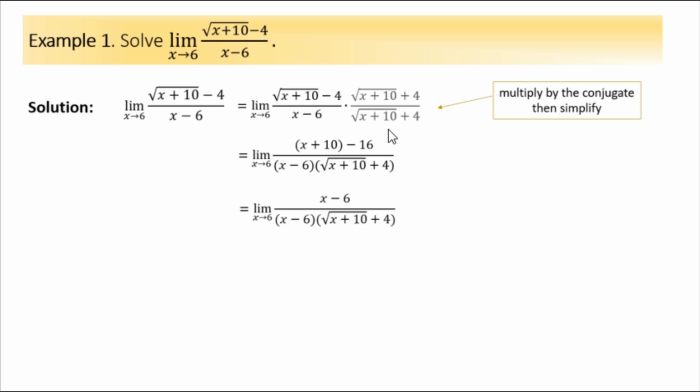So here's the product. When simplified, it exposes the common factors, the x minus 6 factors in the numerator and in the denominator. All right. So the simplified form of this numerator reveals the common factors. So what happens next is cancellation.